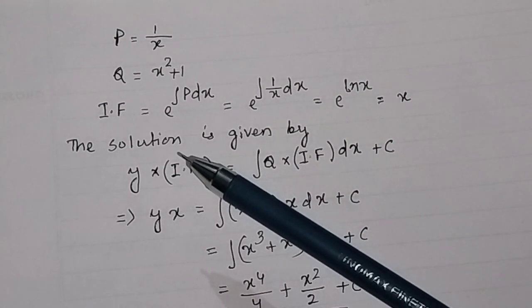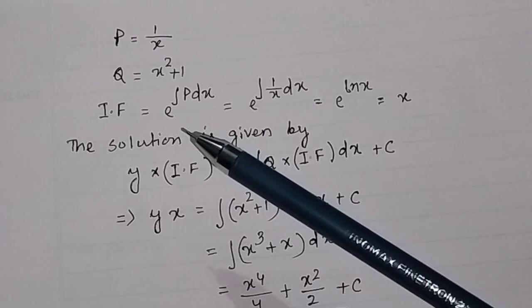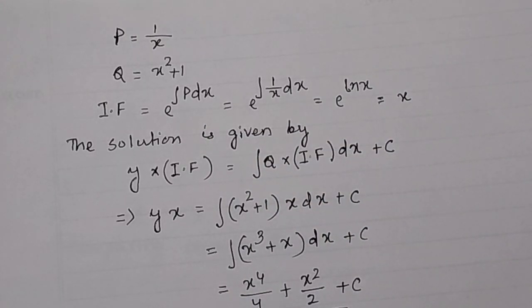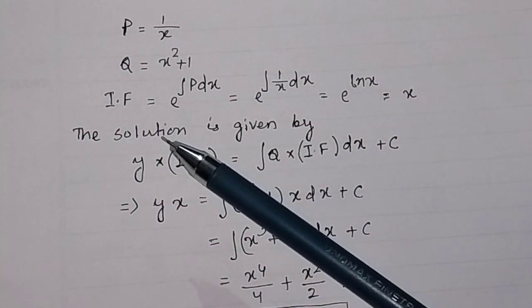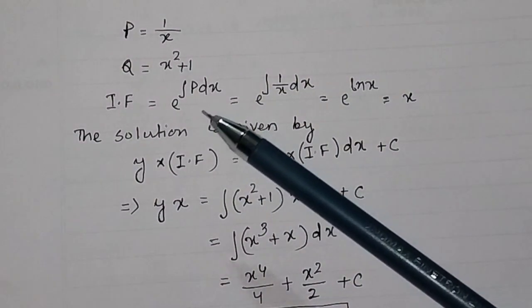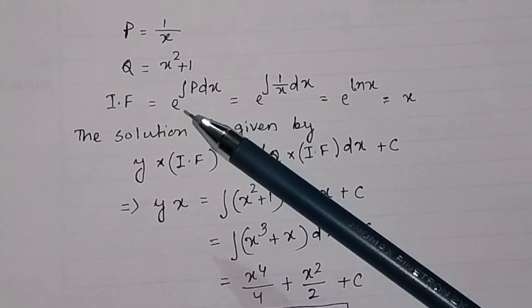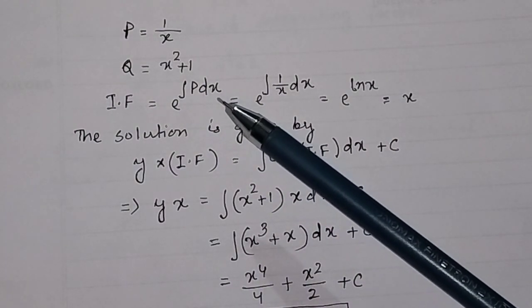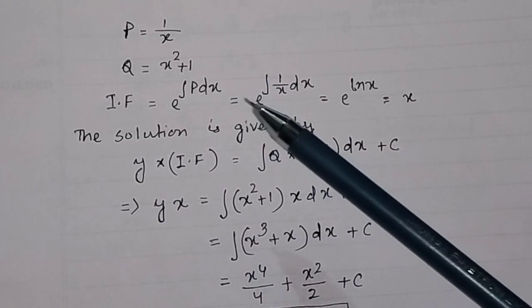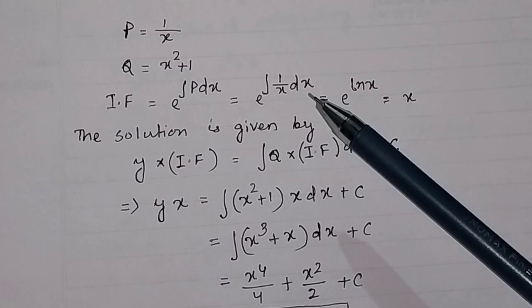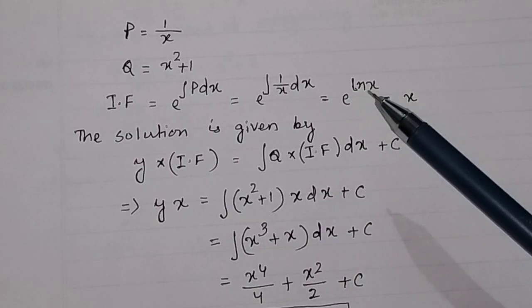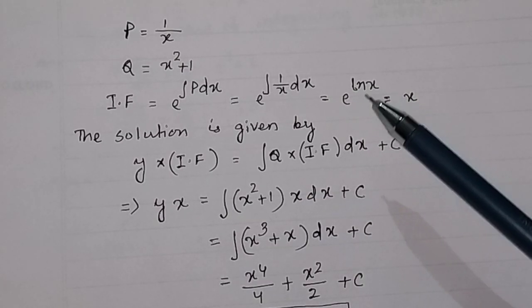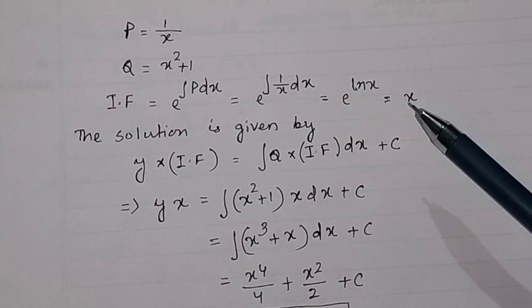So the integrating factor, as I have explained in the previous video about integrating factor, you watch the previous video to know about it. So you have to remember this formula. The integrating factor is given by the formula e to the power integration p dx, and here p equal to 1 by x, so e to the power integration 1 by x dx, and we know integration of 1 by x dx is equal to log x, so e to the power log x, with log to the base e, that will be equal to x.